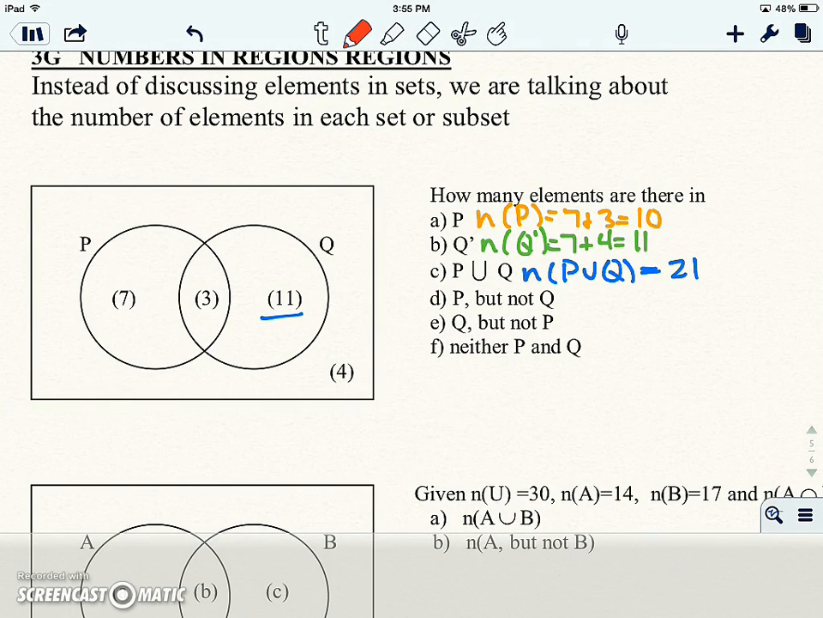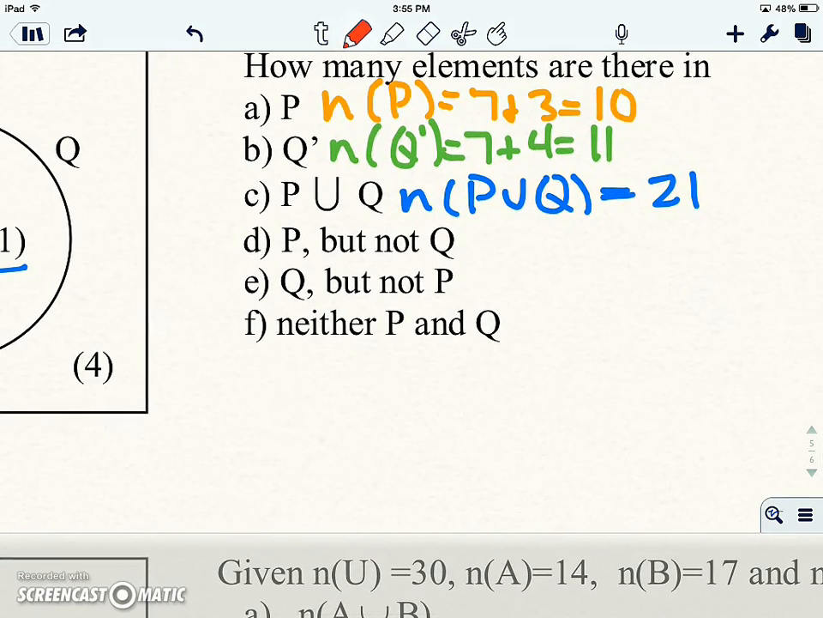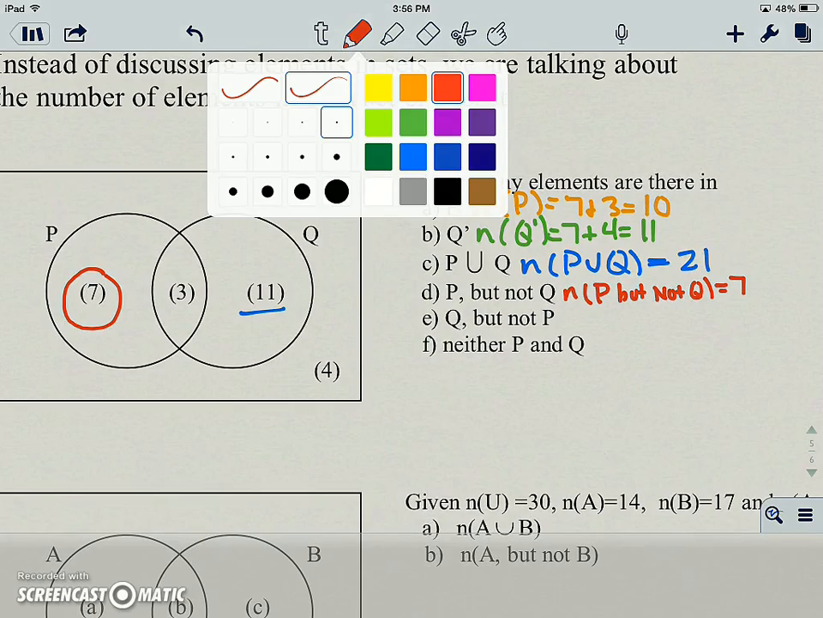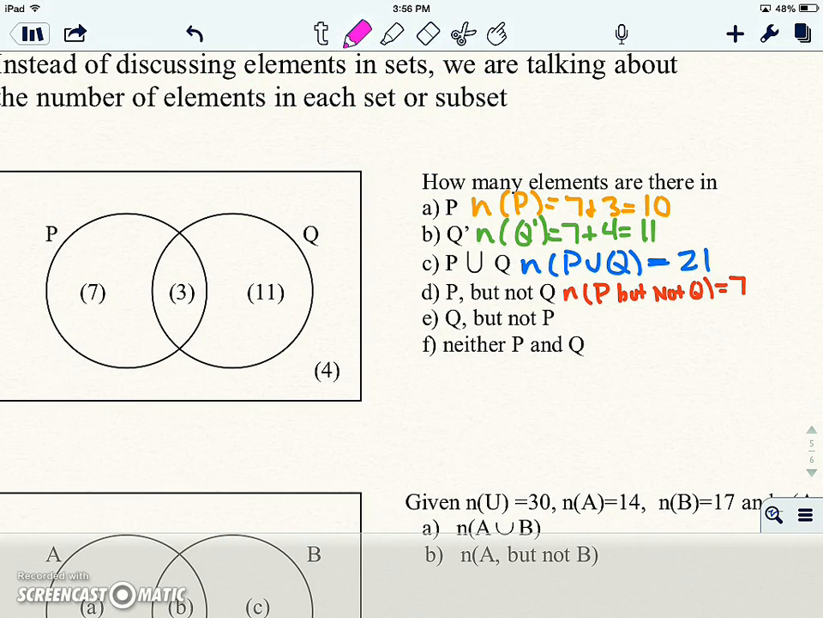P but not in Q, so it's just this one. So that would be 7. I'm going to leave out the notation at this point. Well, I guess if you wanted, let me show you the notation. That would be the number in P, but not in Q. Okay, Q but not in P. You could see that that's 11. And in neither P or Q, hopefully it's obvious, that would be 4.